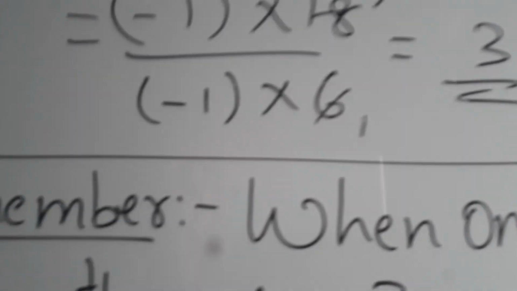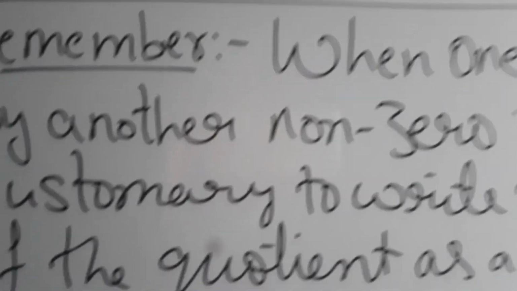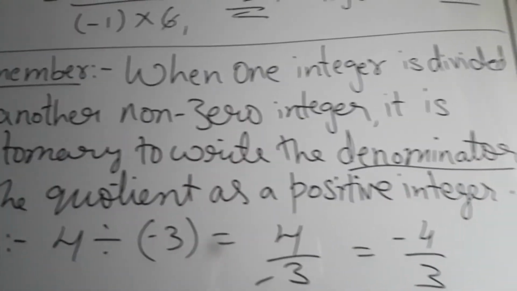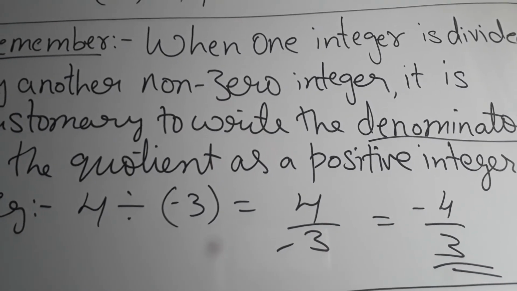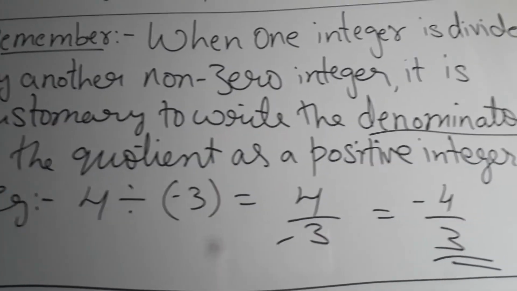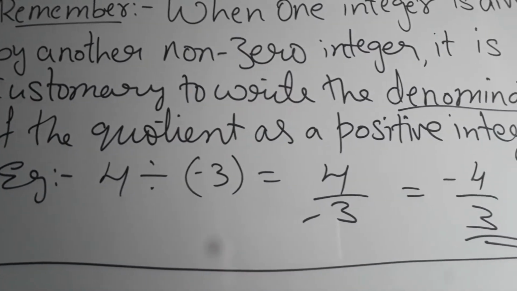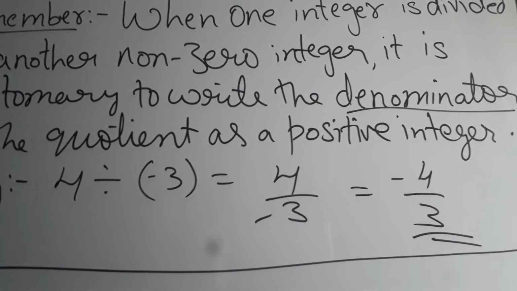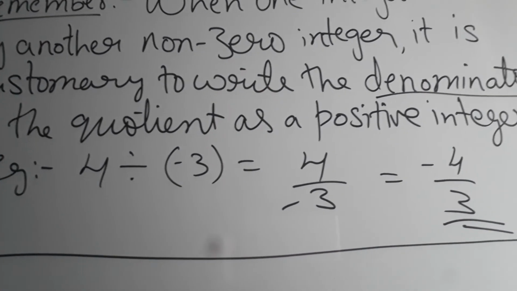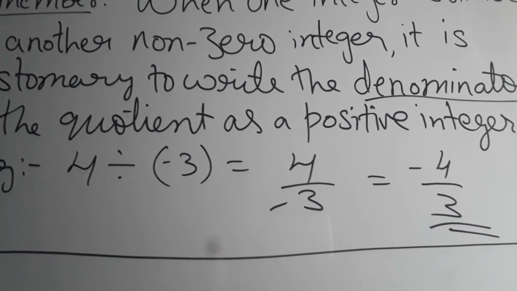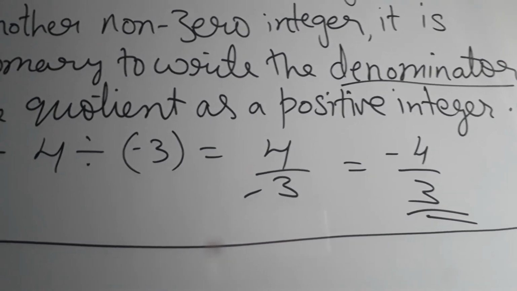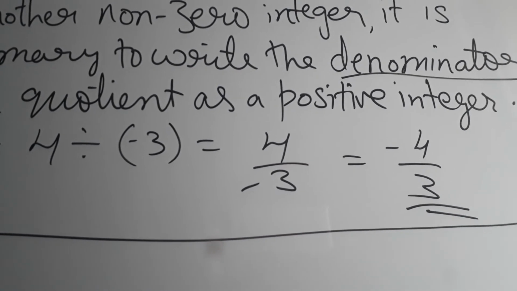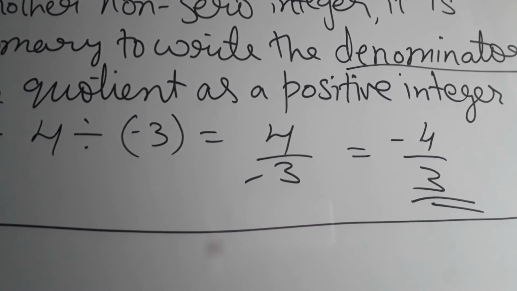So now we go on for the next. You need to remember something which is very, very important. Remember, when one integer is divided by another non-zero integer, it is customary to write the denominator of the quotient as a positive integer. Example, 4 divided by minus 3. So minus 3 is a negative integer and it's the denominator. So that is 4 upon minus 3. It is customary, which means compulsory, that you write it as minus 4 upon 3.